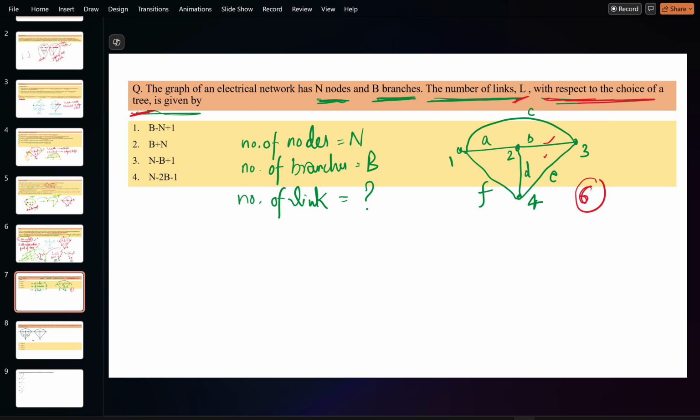Okay, let me give the solution for this. After that you can think of it. Here, what I have told is that the number of nodes is n and the number of branches is b. It is being asked what the number of links is. By the basic definition, a link is basically an edge. It's a part of a subgraph or a graph, and it is the link between two nodes. What I have told is how many branches are there.